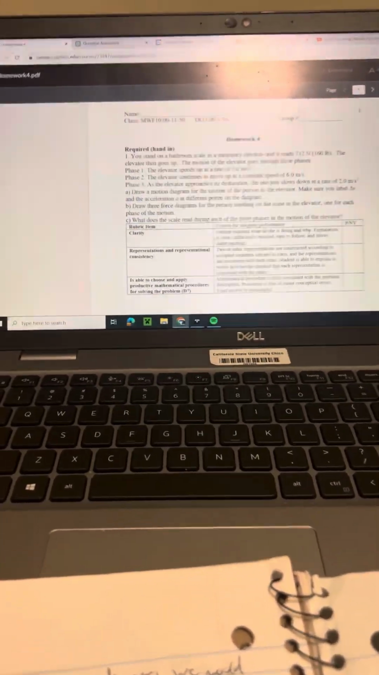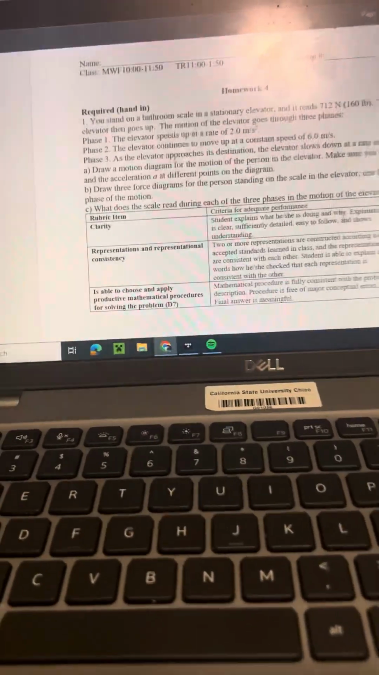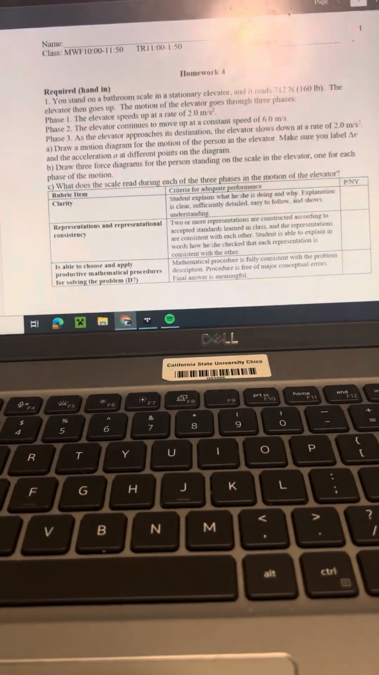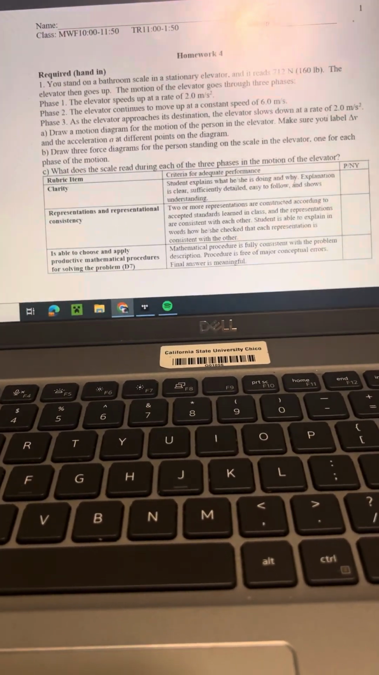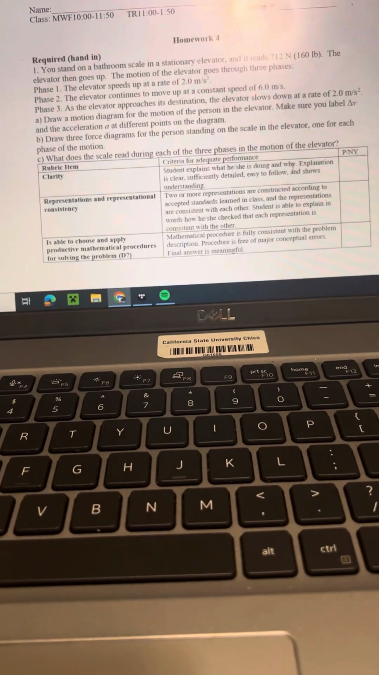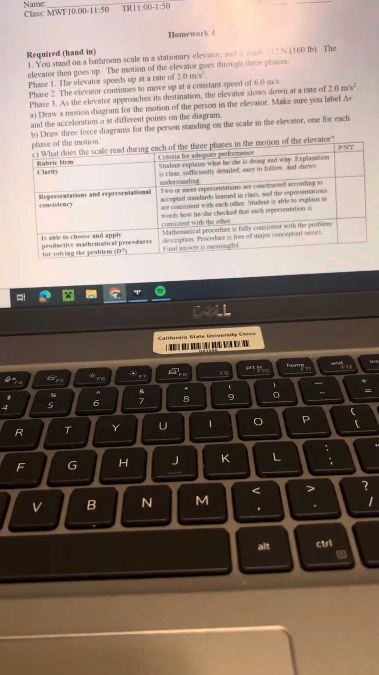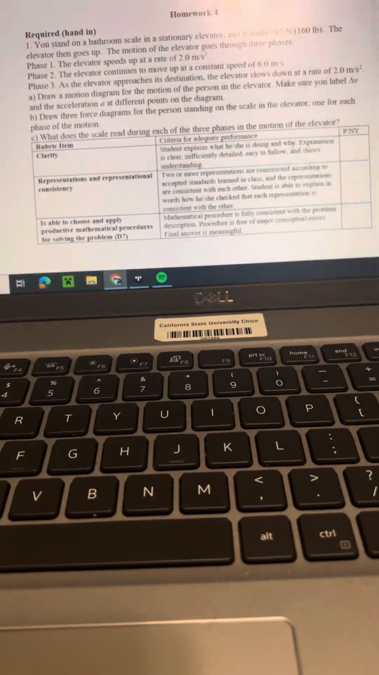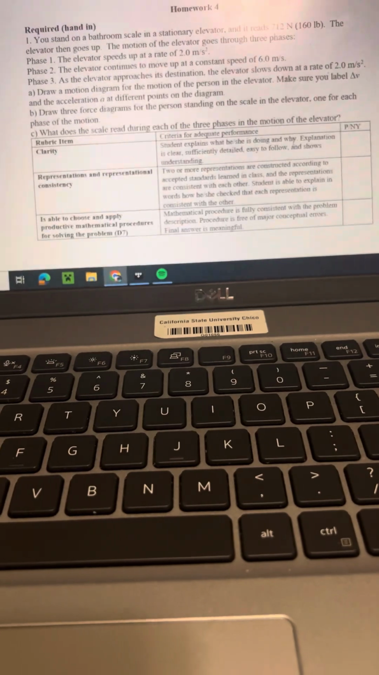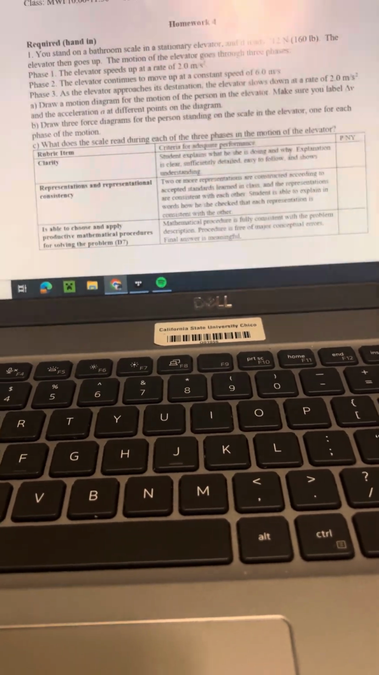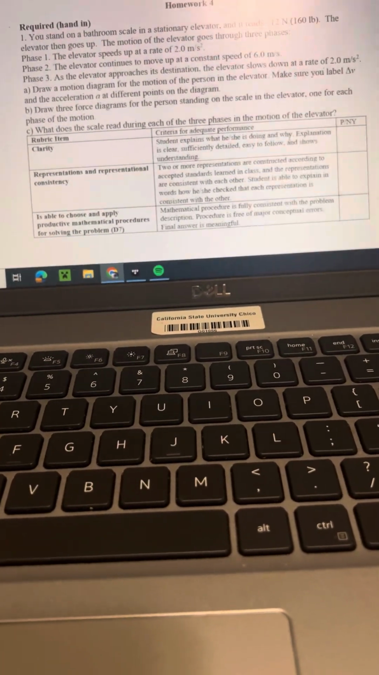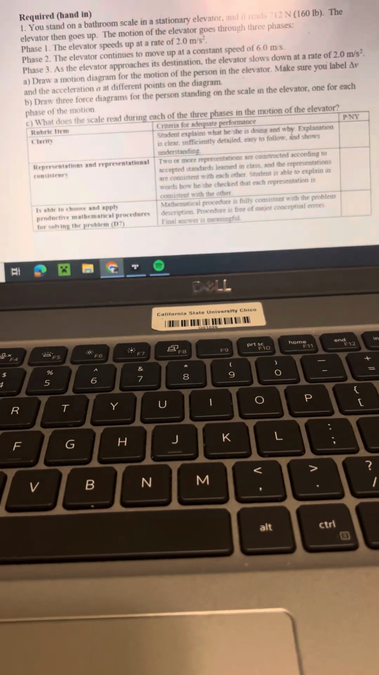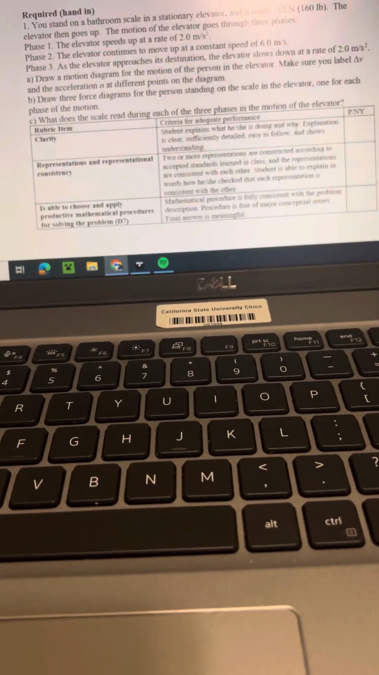In phase 1, the elevator speeds up at a rate of 2 meters per second squared. Phase 2, the elevator continues to move up at a constant speed of 6 meters per second. Phase 3, as the elevator approaches its destination, the elevator slows down at a rate of 2 meters per second squared. So for the first part, part A, we're going to have to draw a motion diagram for the motion of the person in the elevator. Make sure you label delta V and the acceleration at different points of the diagram.